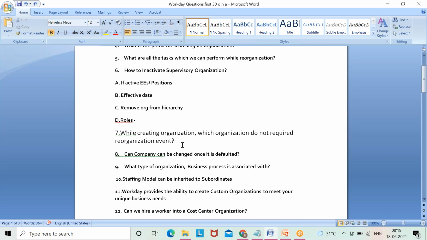Before creating any event, we need to create the BP and copy it to the supervisory organization. Not for every event. For example, the first time you create a position, you configure the BP. The second time you want to create one, you need not copy the BP. It's a one-time setup, not for every event.